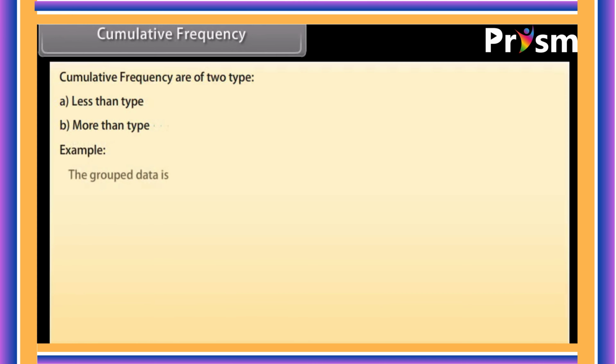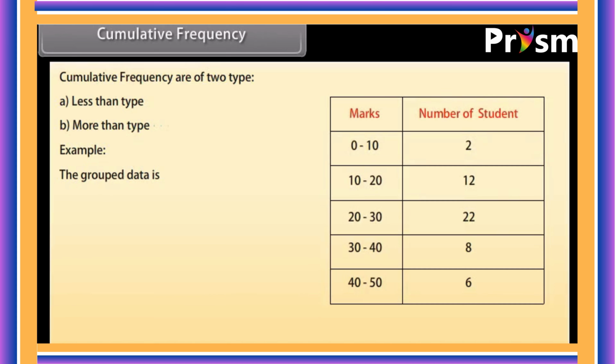Cumulative frequency. Cumulative frequency is of two types. A. Less than type. B. More than type. Let us understand it with an example. The grouped data is, for marks 0 to 10, number of students are 2. For marks 10 to 20, number of students are 12. For marks 20 to 30, number of students are 22. For marks 30 to 40, number of students are 8. For marks 40 to 50, number of students are 6.